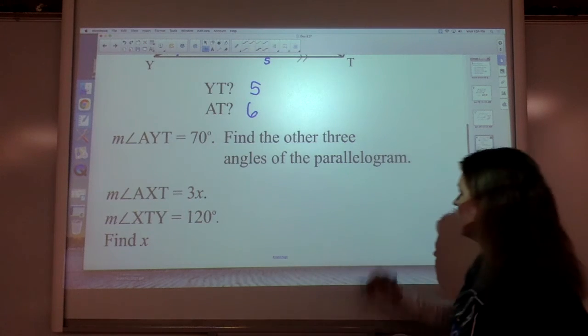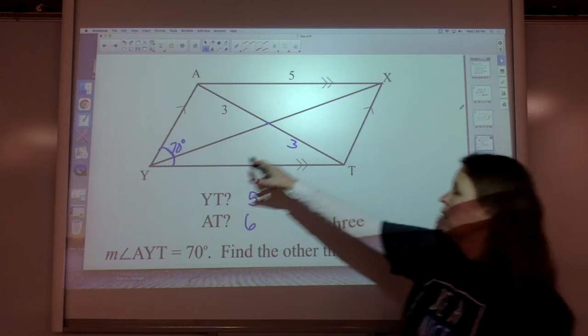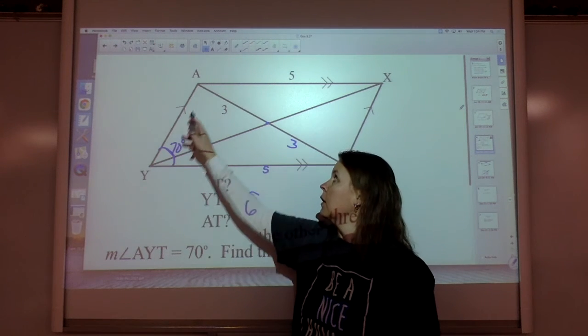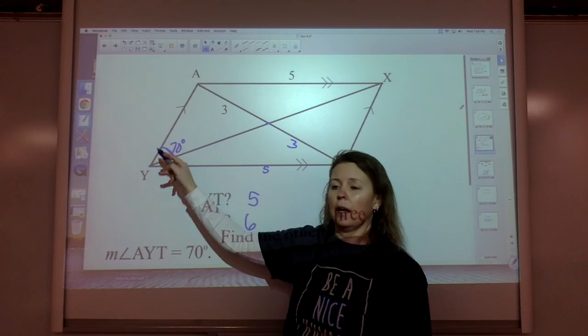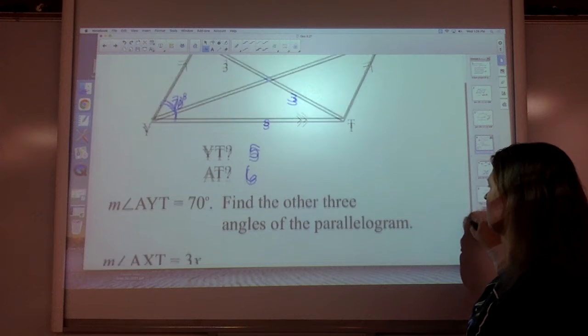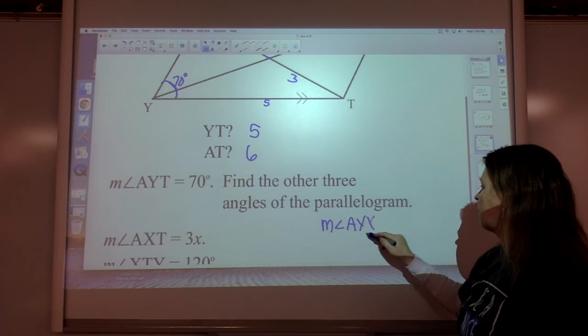This is a different problem. I just left room over here. Measure of angle AYT. We can't call that angle Y because there's too many angles at vertex Y. We can't call this angle A. We can call it angle YAX. So we're going to say the measure of angle AYX.